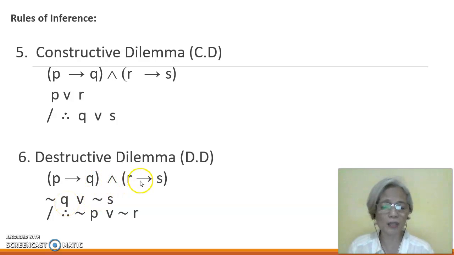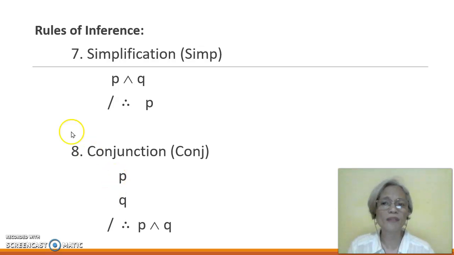Again, Q and S are the consequent of the two conditionals, and therefore we can infer the existence of not P or not R. The seventh rule is simplification, such that if we have the conjunction P and Q, therefore P exists. And then conjunction: if you have two propositions P, Q, therefore we can infer P and Q.